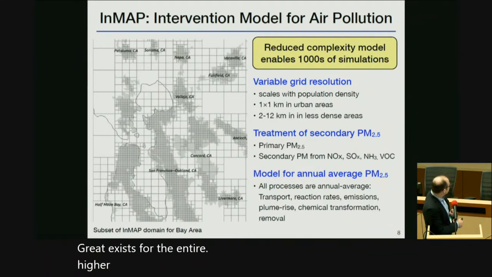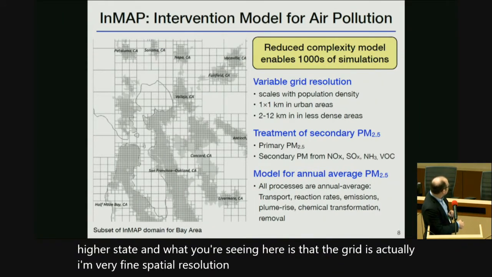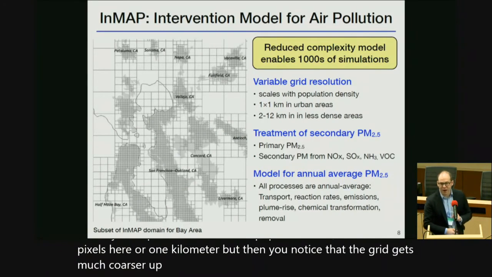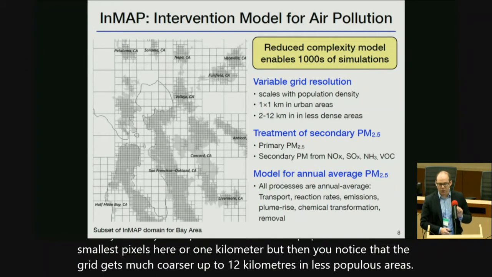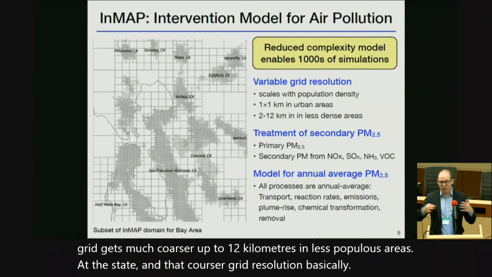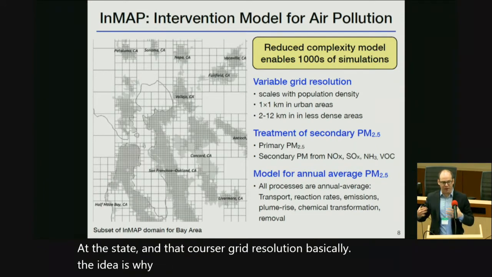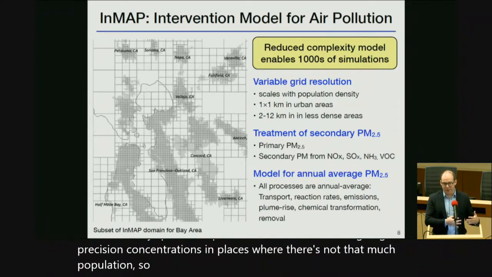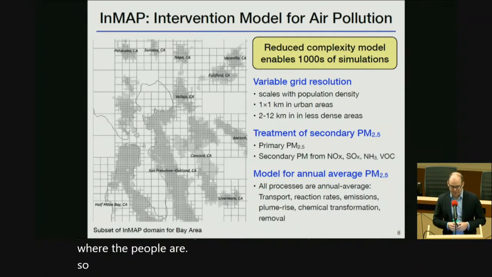And what you're seeing here is that the grid is actually at very fine spatial resolution over populous areas. So the smallest pixels here are 1 kilometer. But then you notice that the grid gets much coarser, up to 12 kilometers in less populous areas of the state. And that coarser grid resolution, basically, the idea is, why spend computational effort on modeling at great precision concentrations in places where there's not that much population? So it's designed to focus the computational effort on where the people are. So it scales with population density.